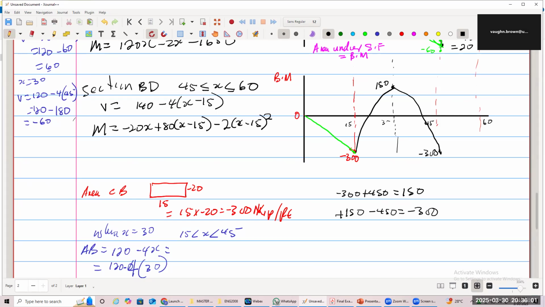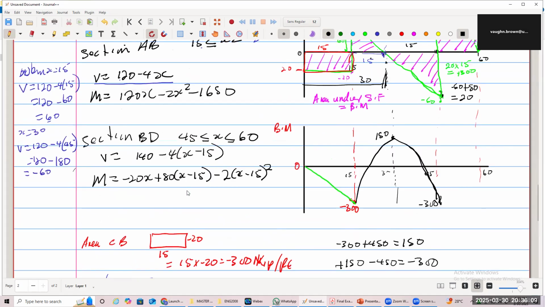And my drawing here is not perfect. It's supposed to be a better curve, right? It's supposed to be curvy like the other one, right?